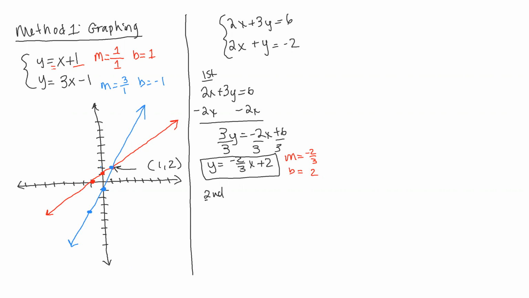Now for the second equation, I've got 2x plus y equals -2. Here I would subtract the 2x from each side, and I am left with y equals -2x minus 2. All right, and then we'll graph this one in blue. For the second equation, m is -2, and I'm going to write it as a fraction, -2/1, and then the y-intercept is -2. So again, when you have a system of equations, your best bet is to put them in slope-intercept form, because then once you're done graphing by hand, they're already in the format where you could easily type them into your graphing calculator.